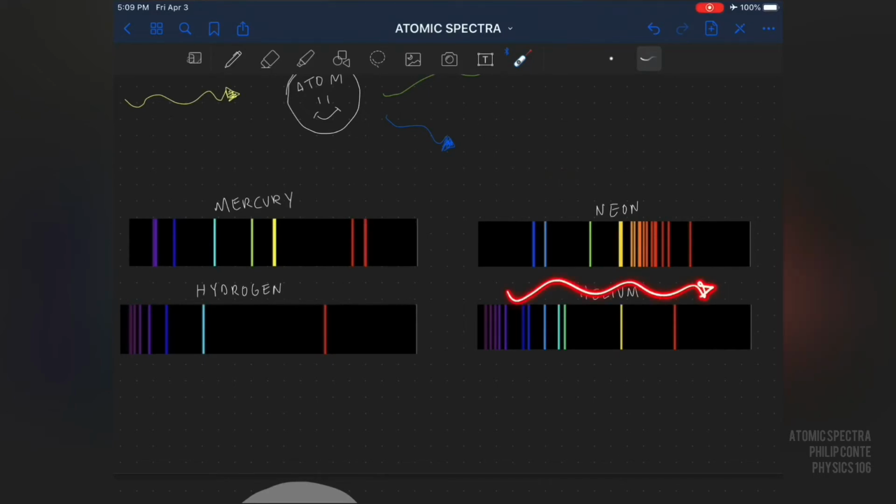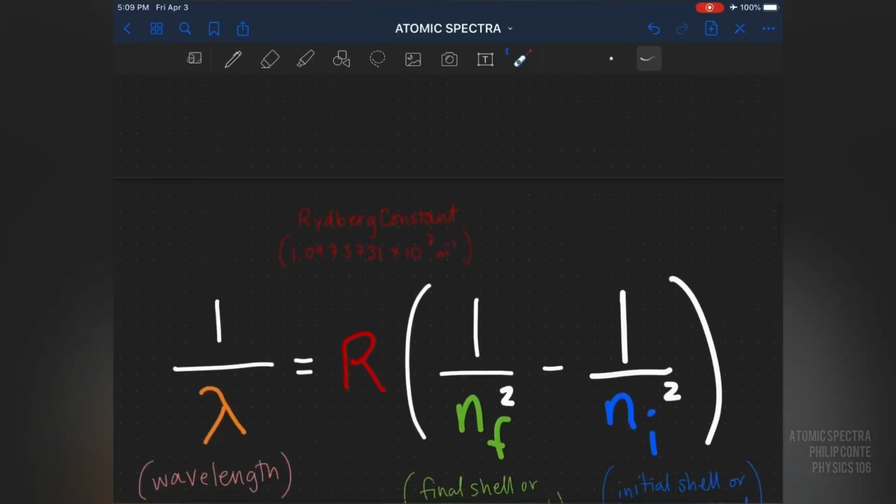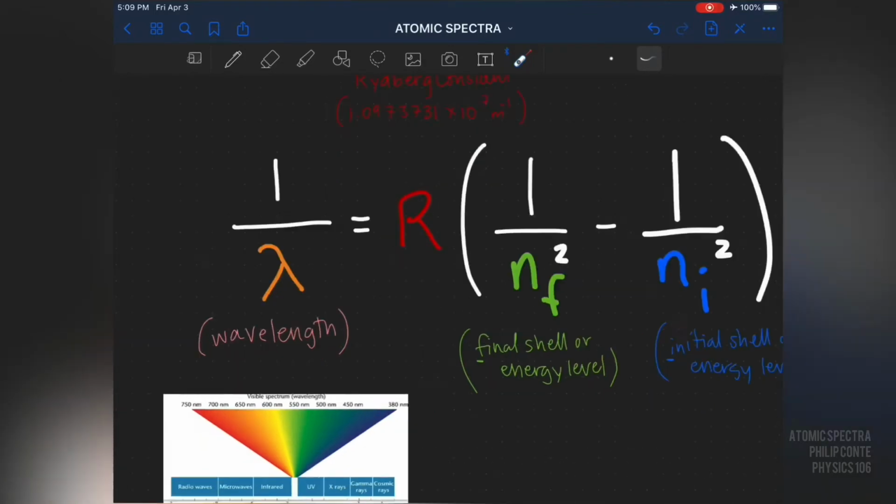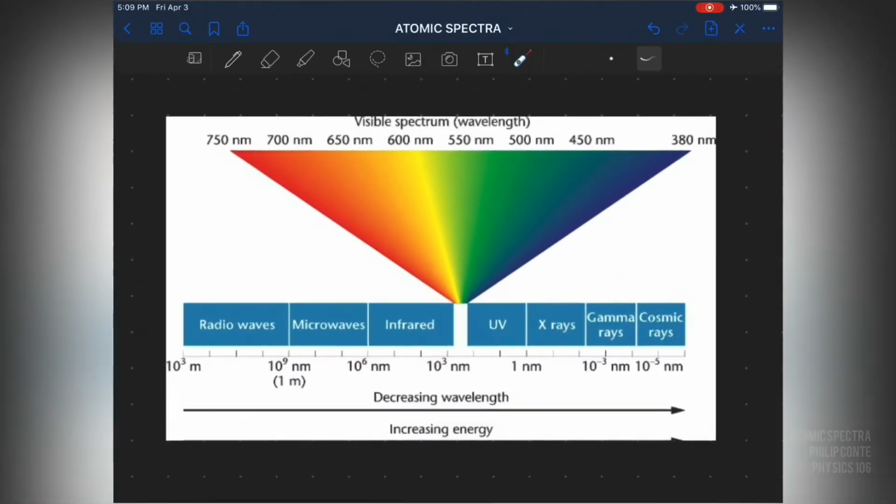Now I'll explain what you need to know in order to solve some problems. Here's the equation we'll be using, and it helps us to determine any one of these variables, whether it be which level electrons are falling from or jumping to, or what the wavelength is for something that jumps from, let's say, from level 3 to level 5. First off, we will describe lambda. Lambda stands for wavelength, or how long the wave is. This is important because, as mentioned before, we see different wavelengths as different colors.